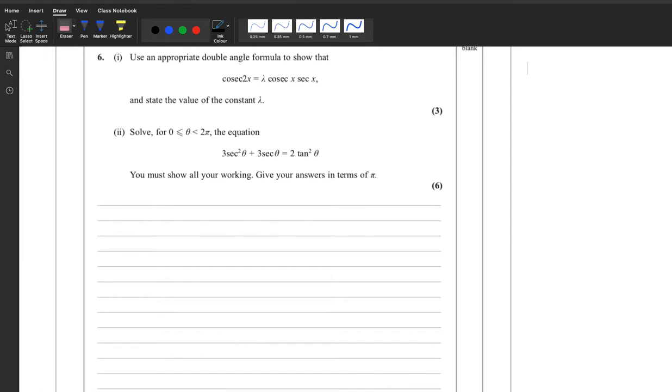Okay, hello guys. Let's answer this question on trigonometry. Let's go straight into it. It says use an appropriate double angle formula to show that cosec 2x equals something times cosec x times sec x. That something is lambda.